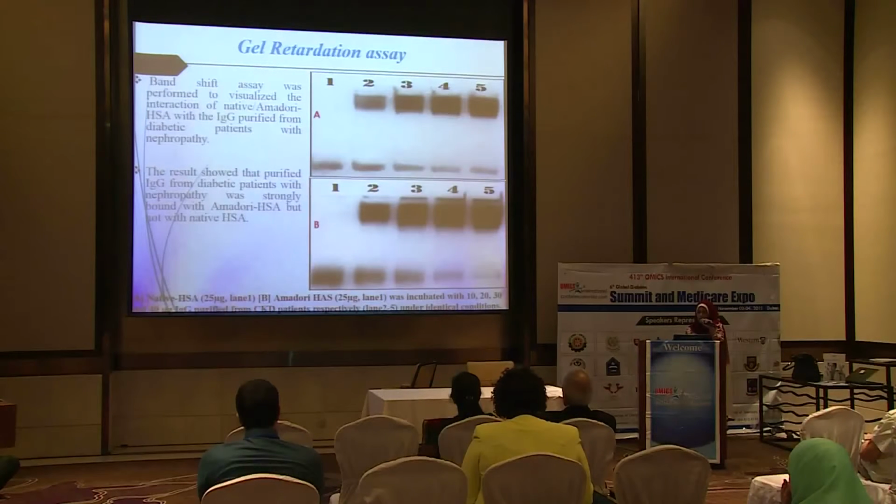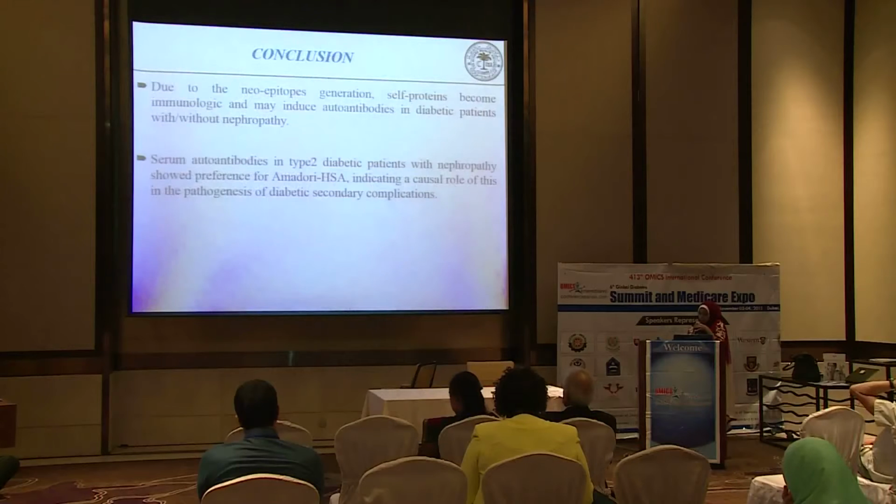This figure shows the interaction between IgG purified from nephropathy patients and Amadori-HSA. First, we isolated the IgG from the nephropathy patient and incubated this with Amadori-HSA, and the gel retardation assay was performed. We can see in this figure a progressive retardation in the electrophoretic mobility and the corresponding decreased band intensity, which suggests the isolated IgG from the nephropathic patient has strongly bound to the Amadori-HSA. However, native HSA did not show any visible retardation in electrophoretic mobility.